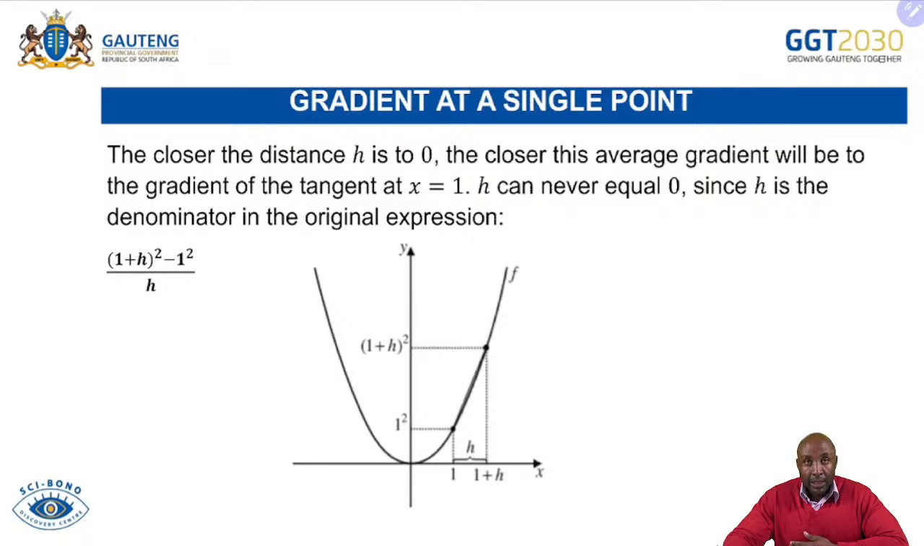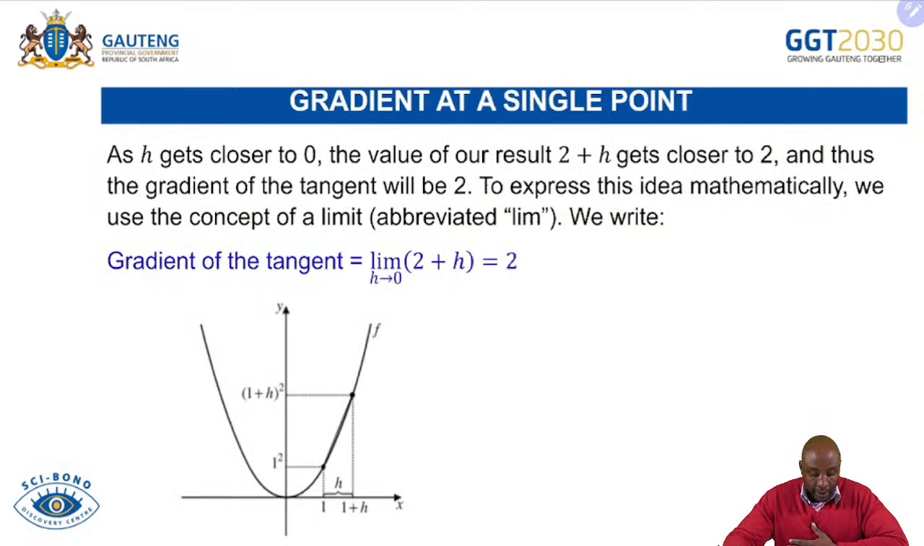As h becomes small, the average gradient will approach a particular value, and that value becomes the limit. As you can see, we are able to draw a tangent. Remember the definition of a tangent. It is a line that intersects or touches a curve at only one point.